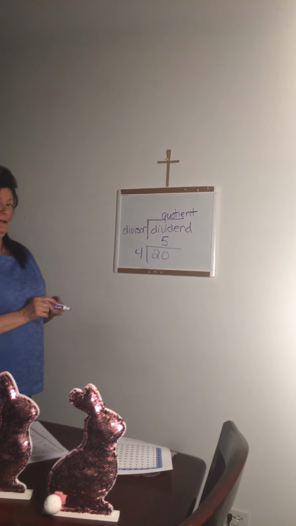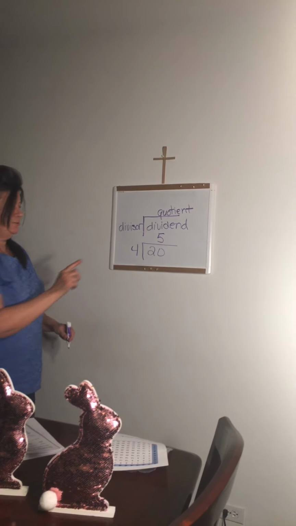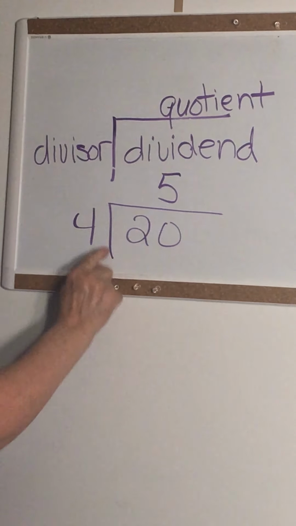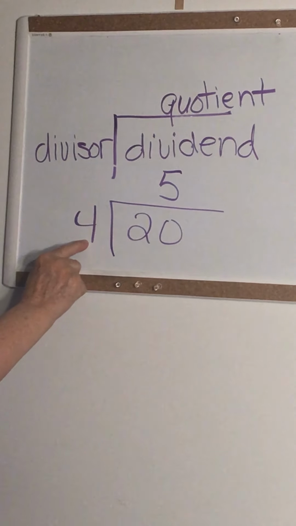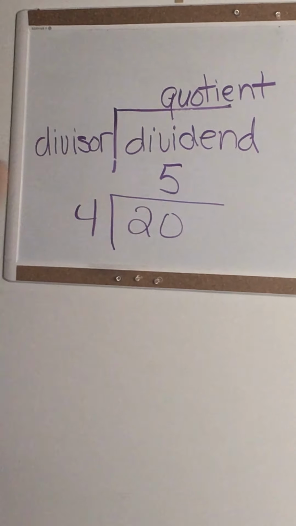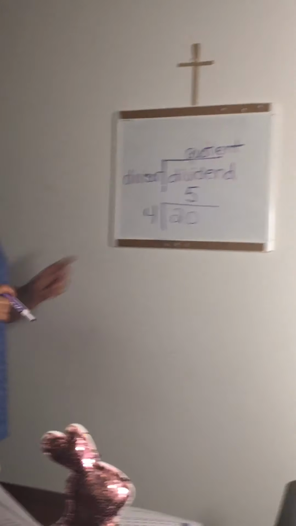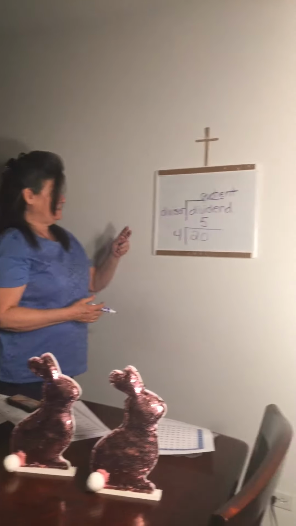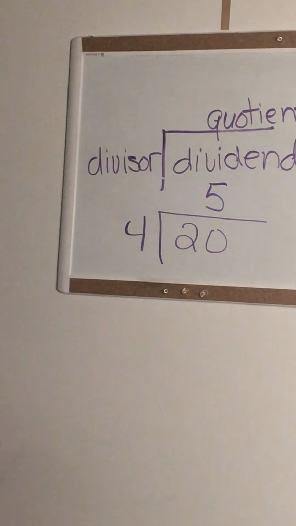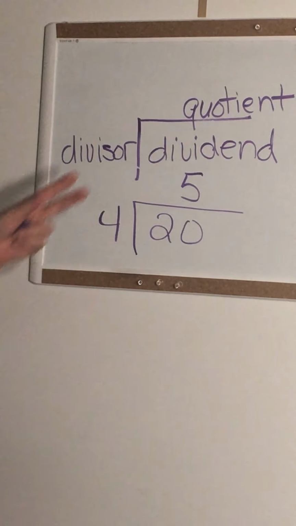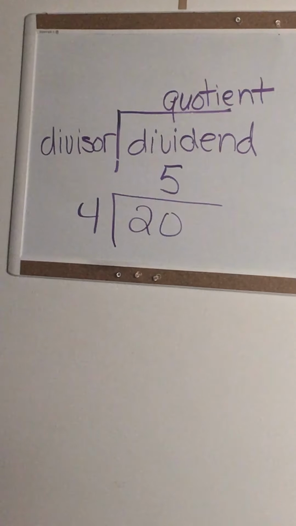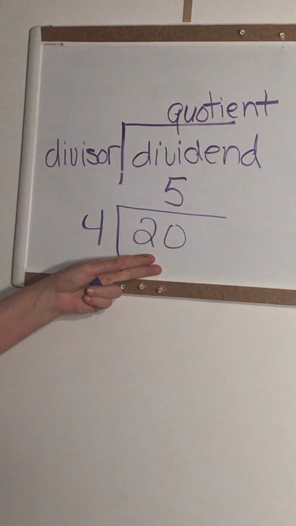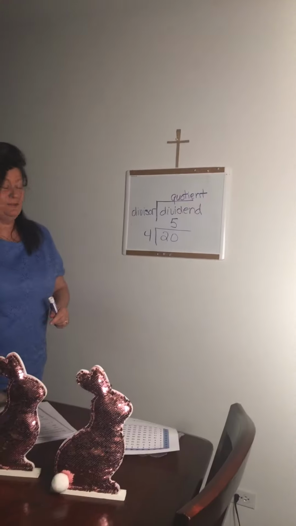In this problem, what number do I say always first when it's written like this? The number inside the house. 20 divided by 4 equals 5. Okay? So, if I'm looking at this problem, if I say, what is the divisor? What is the number we're dividing by? The divisor is 4. What is the answer to the problem? The answer to the problem is 5. 5 is called the quotient. Okay? And then the number inside the house is called the dividend. Okay? We have some vocabulary.